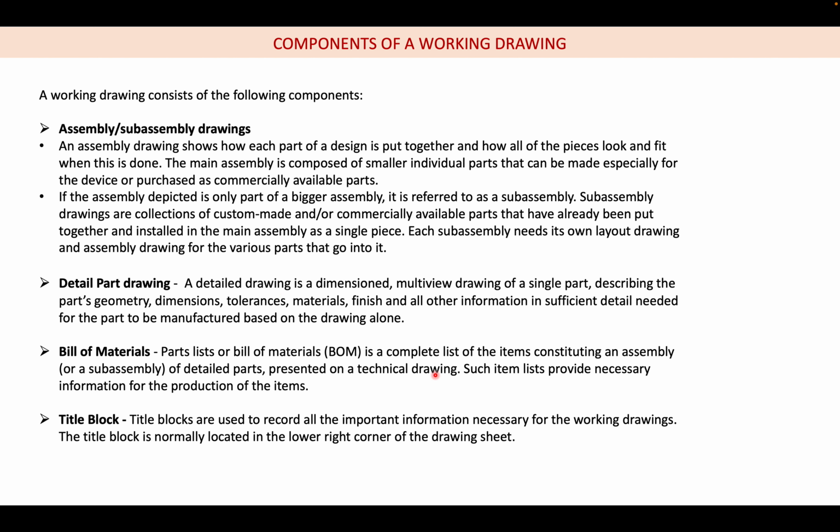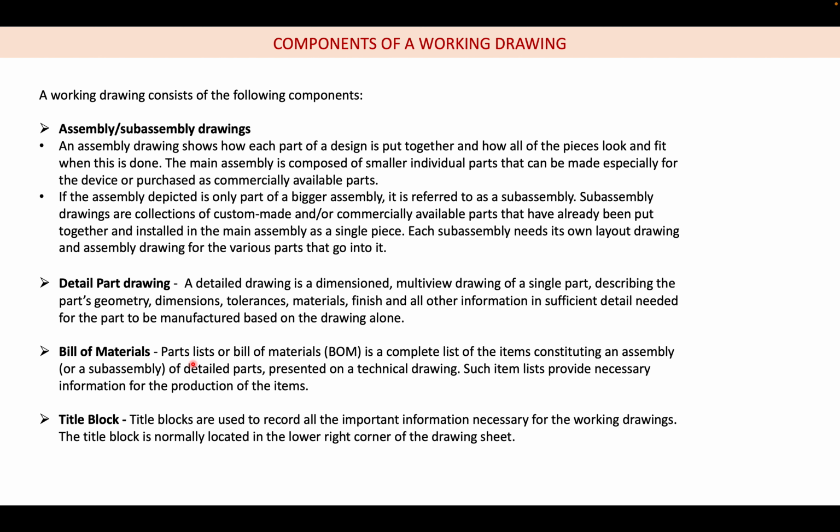For each part except the standard parts, such as bolts and nuts, whose standard drawings are already available, we do not mention those things again. But the parts which are custom made for this particular assembly have to be described in this detailed part drawing. They have to give the part's geometry, dimensions, tolerance, material, and finish. Those details need to be given. Next is the bill of materials.